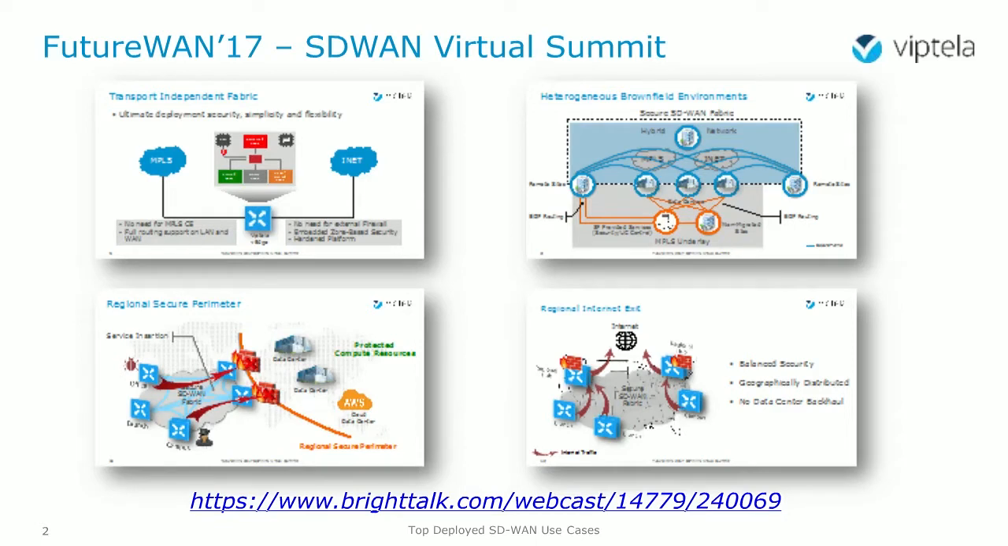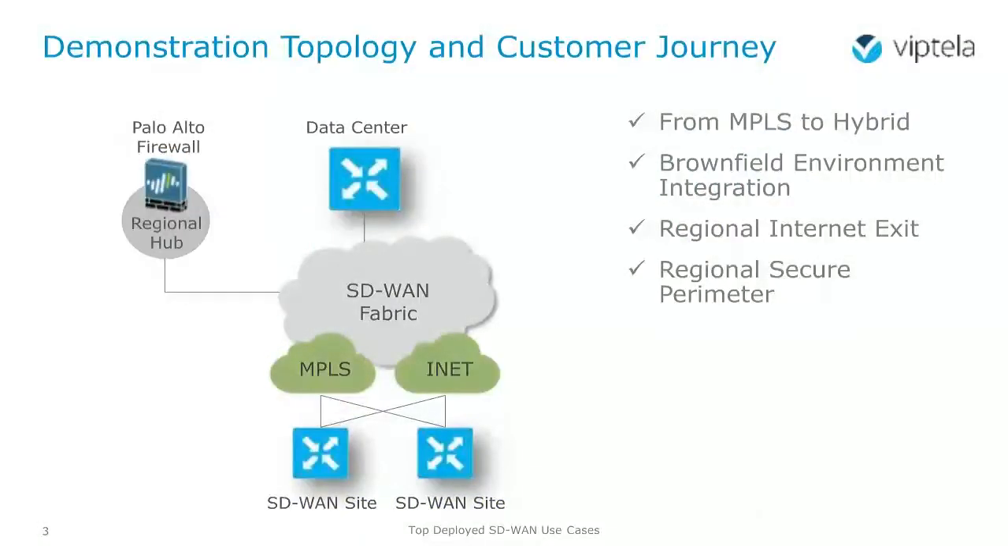So we talked about transport independence. We talked about how you build and integrate into the existing environment. We talked about regional security, and we talked about the regionalization of internet exit points. These were all top use cases in a previous session, and today we're going to continue and build on those. So as last time, let's look at the demonstration topology and a customer journey to implementing those features. The 4 things have already been implemented.